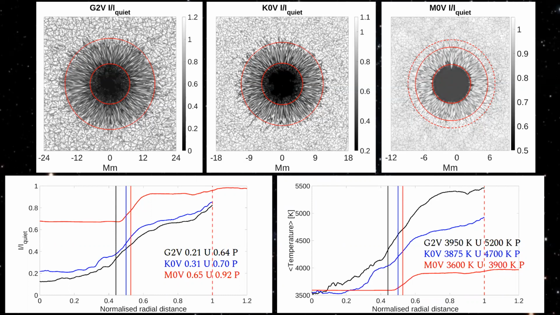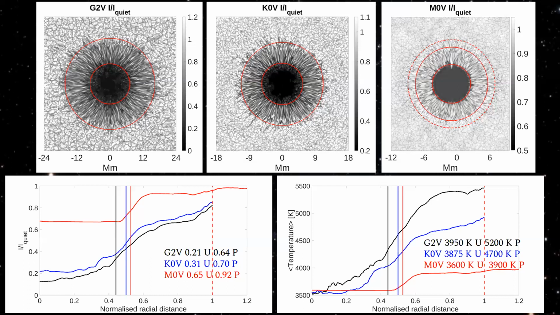So here below I have taken azimuthal averages of the quantities, for example, I/I_quiet and temperature, with normalized radial distance. And the vertical lines show where the boundaries of the umbra and penumbra are. So black is for the G star, blue is K, and red is M. And you find again that the basic physics has not changed in this geometry. Your G star umbra has the lowest relative brightness, 0.2, the M star is 0.65, and the G star penumbra is 64% as bright, and your M star penumbra is almost 92% as bright as the quiet star.